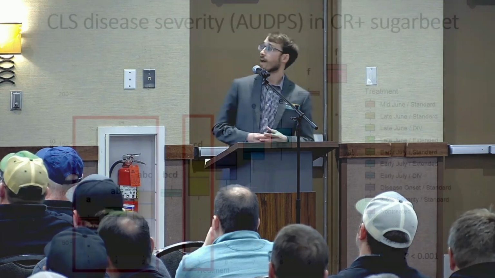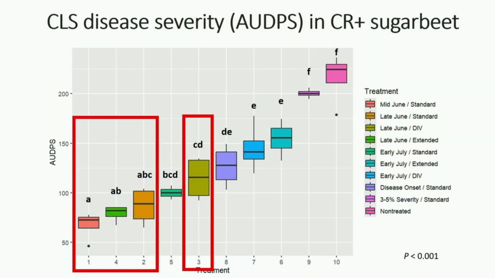So I want to highlight for you the treatments that had the optimal disease control, that is performed the best and managed CLS better compared to our non-treated plots. Those were the June applications, that is mid-June, June 14th program start, as well as the late June applications. Now, there was no significant difference between the mid-June and the late June applications.